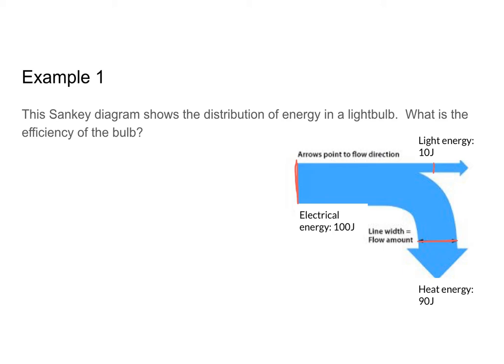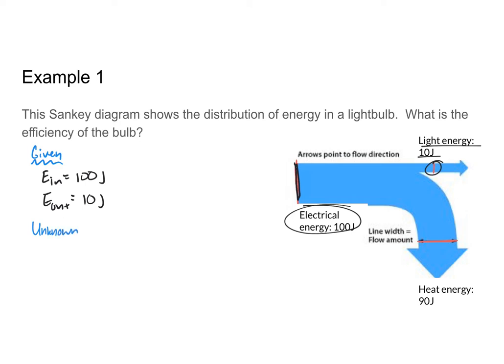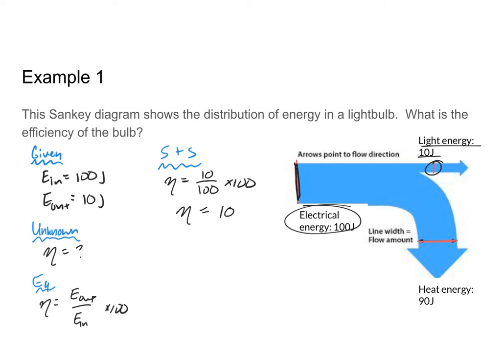So we know from our Sankey diagram that the energy input is the energy that is listed here. It's the width of our initial arrow. So my energy input is 100 joules. I also can see that my output here is labeled as light energy and has a width that represents 10 joules of energy. Thus, my unknown is eta, the efficiency of my light bulb. I know that my equation for eta is given by eta equals out over in times 100. Thus, when I sub and solve, I get that eta is equal to 10 over 100 times 100. Thus, my light bulb is 10% efficient.